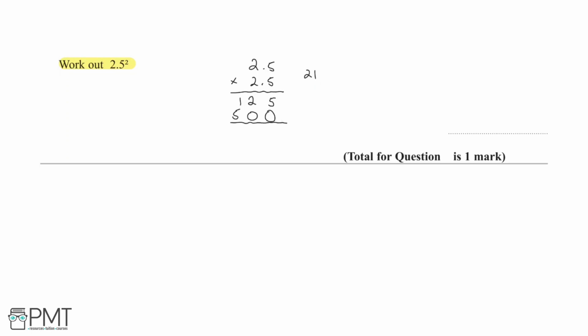Okay, now we sum our columns. So 5 plus 0 is 5, 2 plus 0 is 2, and 1 plus 5 is 6. Now, because we have one number before the decimal place here, and one number after the decimal place here, and one number after the decimal place here, we will move this imaginary decimal place two spaces to make it 6.25. So the answer is 6.25, okay?